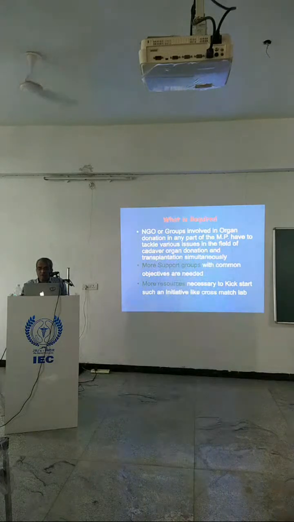NGOs or groups involved in organ donation in any part of the country have tackled various issues. This is in some states. Issues in the field of cadaver organ donation and transplantation simultaneously. More support groups with common objectives are needed. More resources are necessary to kickstart such an initiative.